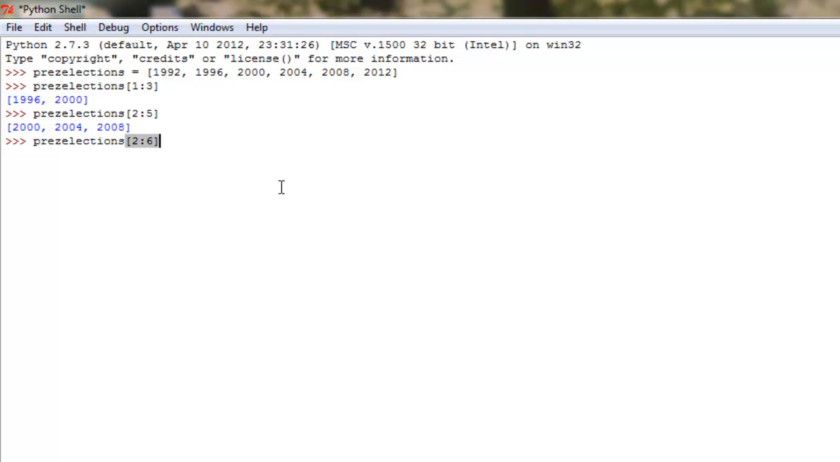Actually, you do type it up that way. So this is 2, this is 3, this is 4, this is 5 in a normal set. But remember, when we have the ending number right here, then we're counting 1, 2, 3, 4, 5, and 6.